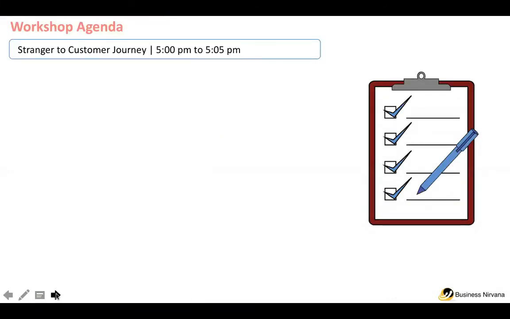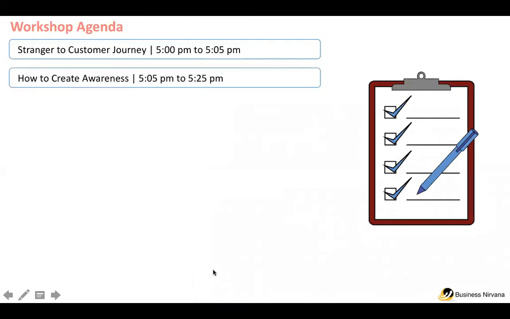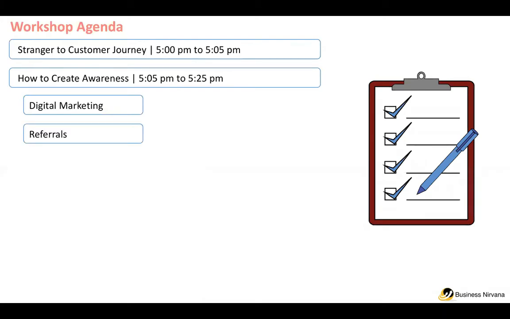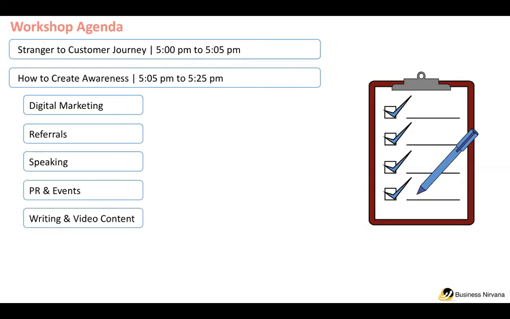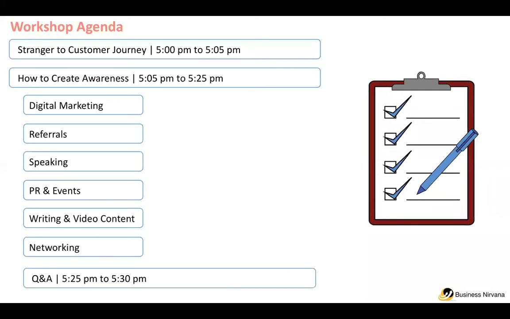Okay, workshop agenda. We will talk about the stranger to customer journey for the first couple of minutes. Then we'll talk about the main thing, how to create awareness. That itself will take us until 5:25, but it is further divided into digital marketing, referrals, speaking, PR and events, and content, which is written and video content. We're also going to talk about networking, and then hopefully we'll have some time to take a couple of questions.